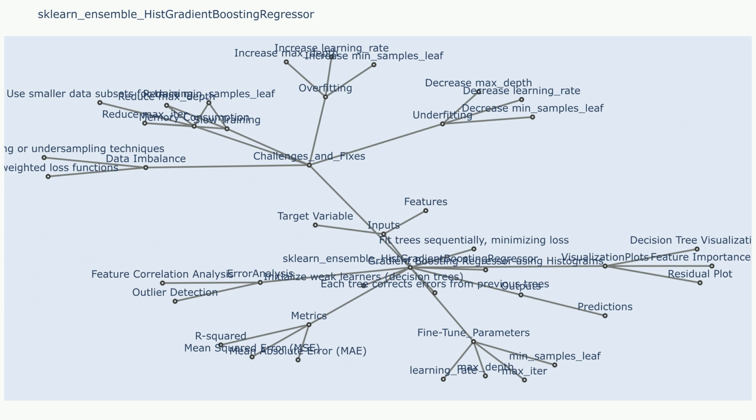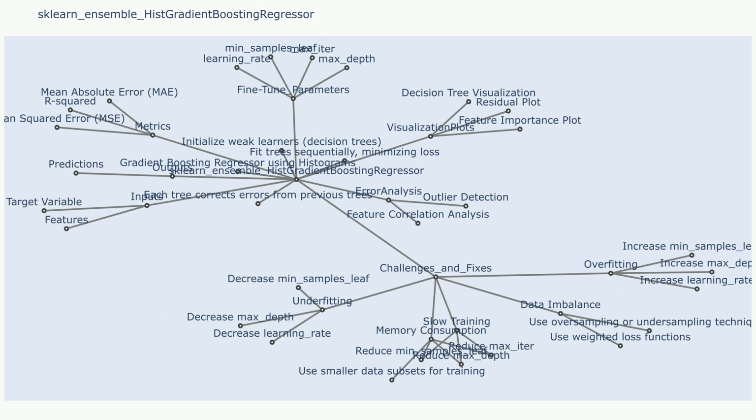Fixes to challenge 2: Reduce max_iter. Limiting the number of boosting iterations can significantly decrease training time. Consider early stopping: monitor the model's performance on a validation set during training and stop training when performance no longer improves to avoid unnecessary iterations. Utilize feature selection techniques: identifying and removing irrelevant features can reduce the model's complexity and improve training speed. Optimize hyperparameters: fine-tuning parameters like learning rate and max depth can impact training time and performance.